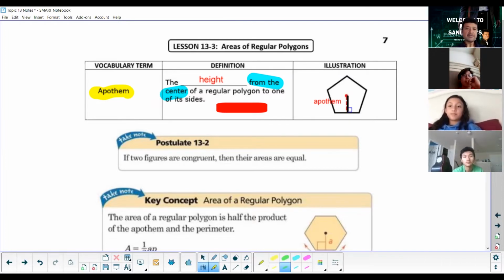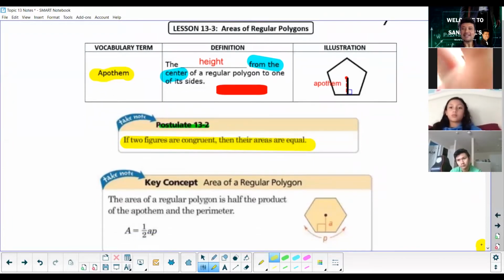Marcus, go ahead and read postulate 13.2. If two figures are congruent, then their areas are equal. Pretty easy, right? They're saying this in order for you to show that their areas are equal. That means that if you have two same figures, their areas should be the same.